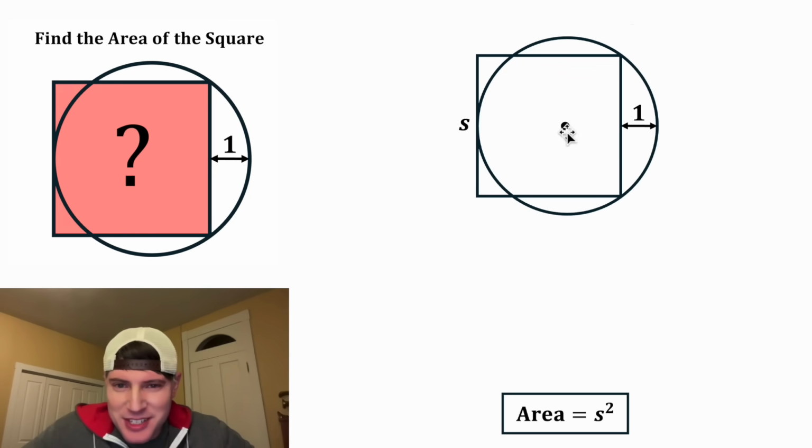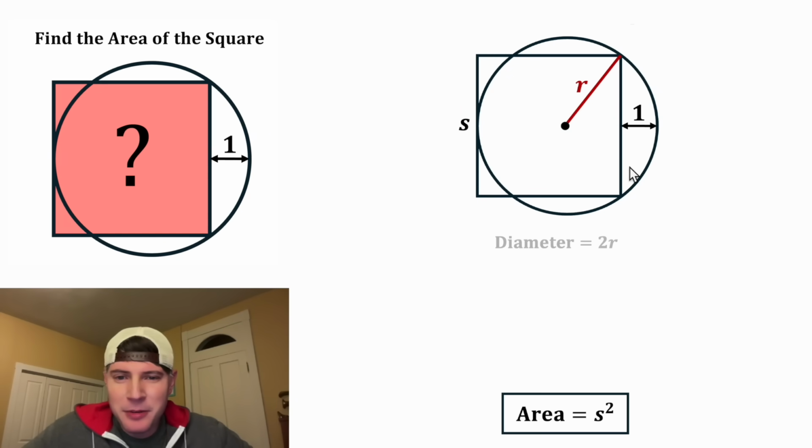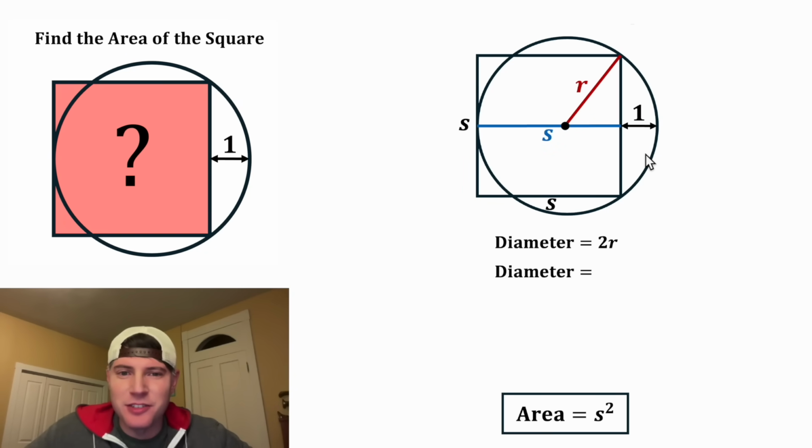Next, let's mark the center of the circle and draw this radius, and label it little r. The diameter of this circle will equal 2 little r. But the diameter is also equal to something else. The base of the square is equal to S, and that's the same as this distance right here. The diameter of the circle is also equal to S plus 1.